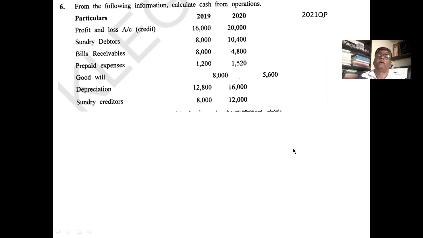In the fund from operation, you have to make three adjustments. First, you calculate fund from operation. Second, you adjust the working capital. Thereafter, third stage, add income tax refund, less income tax paid. This is the point you remember.